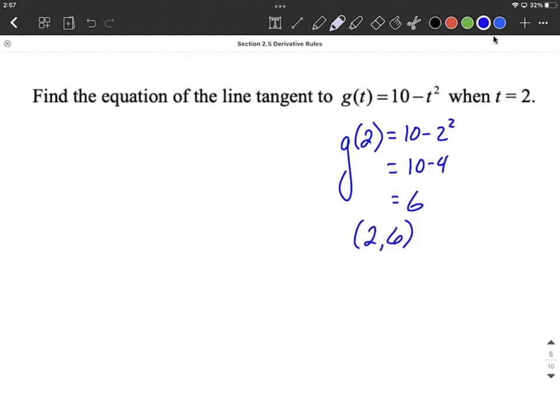The next thing is, we need the slope of our line. Well, we can represent the slope of our line by finding the derivative of our function. The derivative of a function is going to be the slope. All right, keep that in mind.